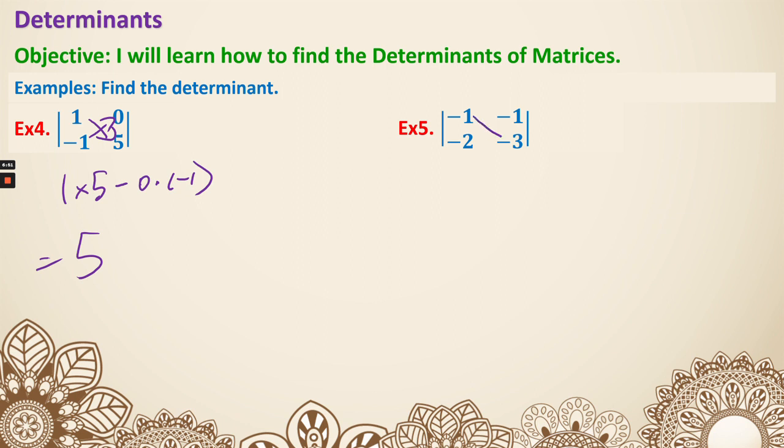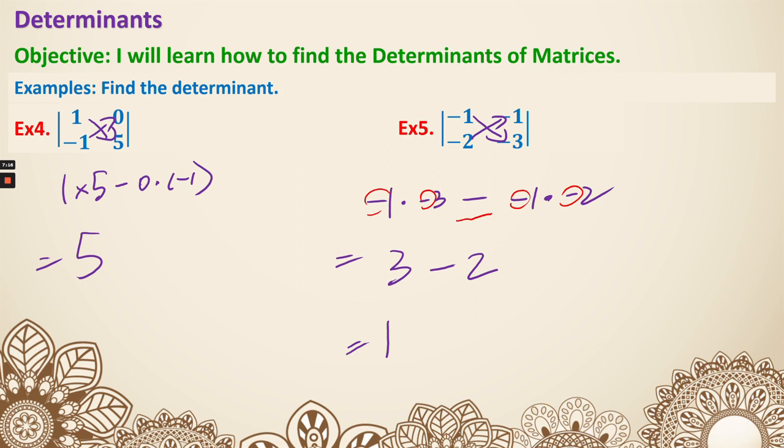Last one, multiply diagonal, subtract the other one. So negative 1 times negative 3 minus negative 1 times negative 2. Be very careful. Make sure you have every single one of those negative signs. The negative signs need to be there with the number. And the middle is still a negative sign, a subtraction sign. So this is going to be a 3 minus negative 1 times negative 2 is a positive 2, which gives us an answer of 1 for the determinant. And that's example 5.